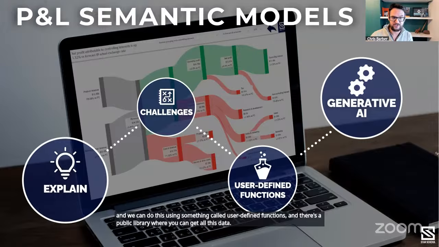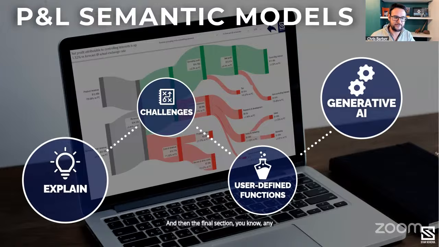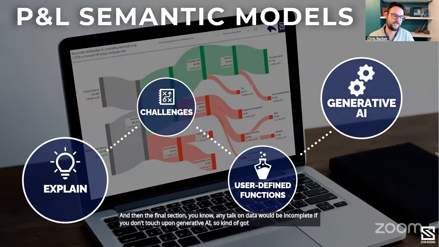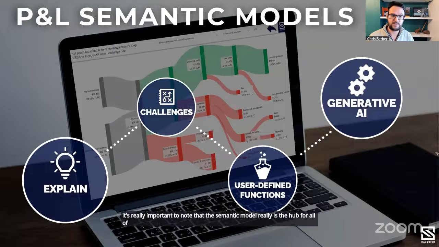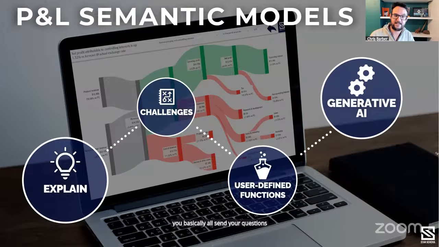And then the final section: any talk on data would be incomplete if you don't touch upon generative AI. So I've got to talk to you about generative AI. This is all around how you can chat with your data, and also how you can build out things like financial commentary using AI. It's really important to note that the semantic model really is the hub for all of this. Whether you chat with your data, whether you use Excel, whether you use Power BI, you basically all send your questions to the semantic layer. So building out that semantic layer is really, really important.